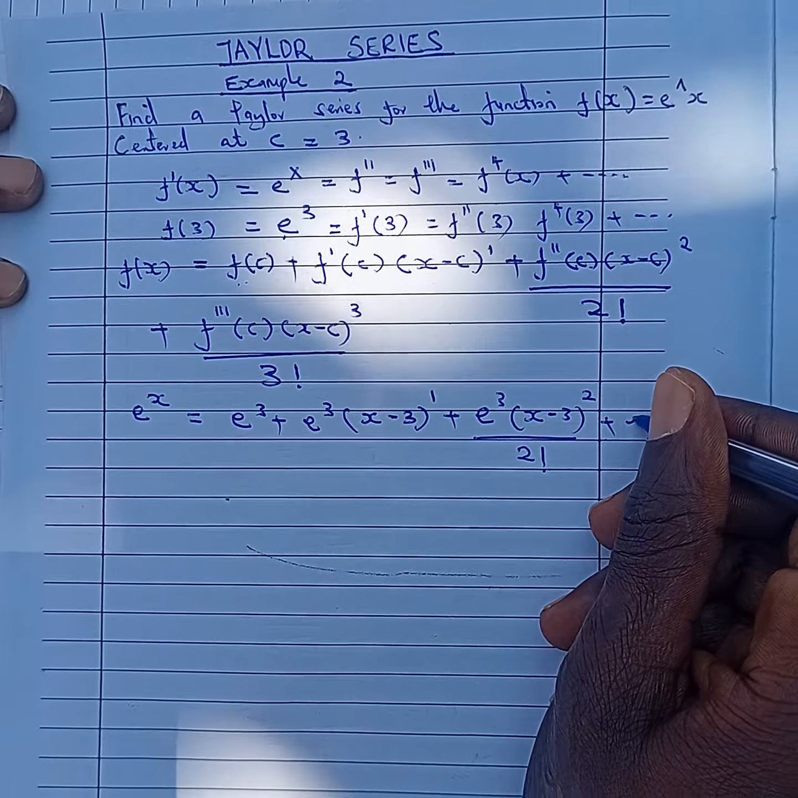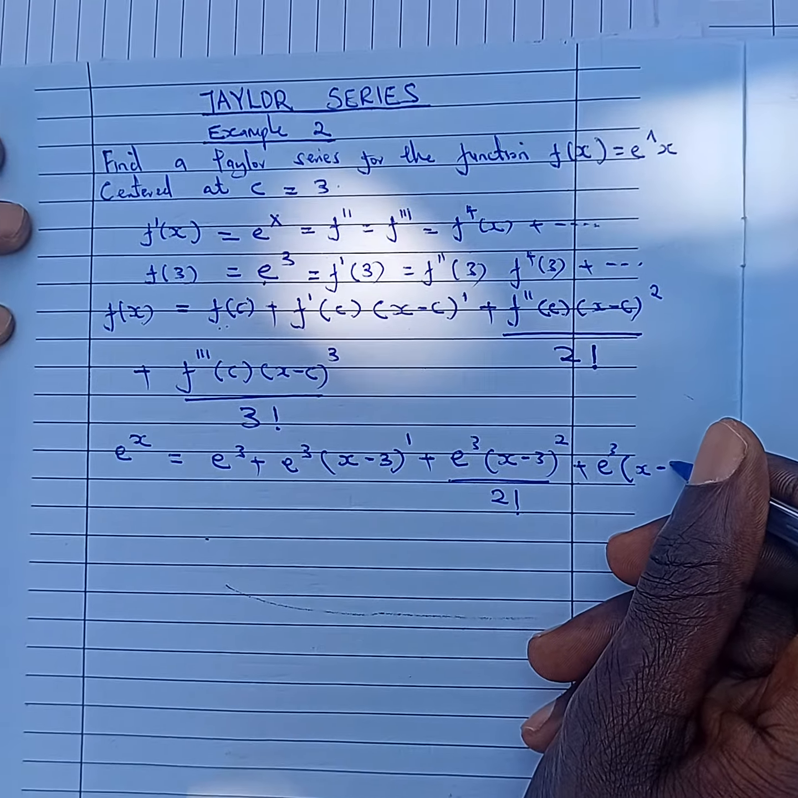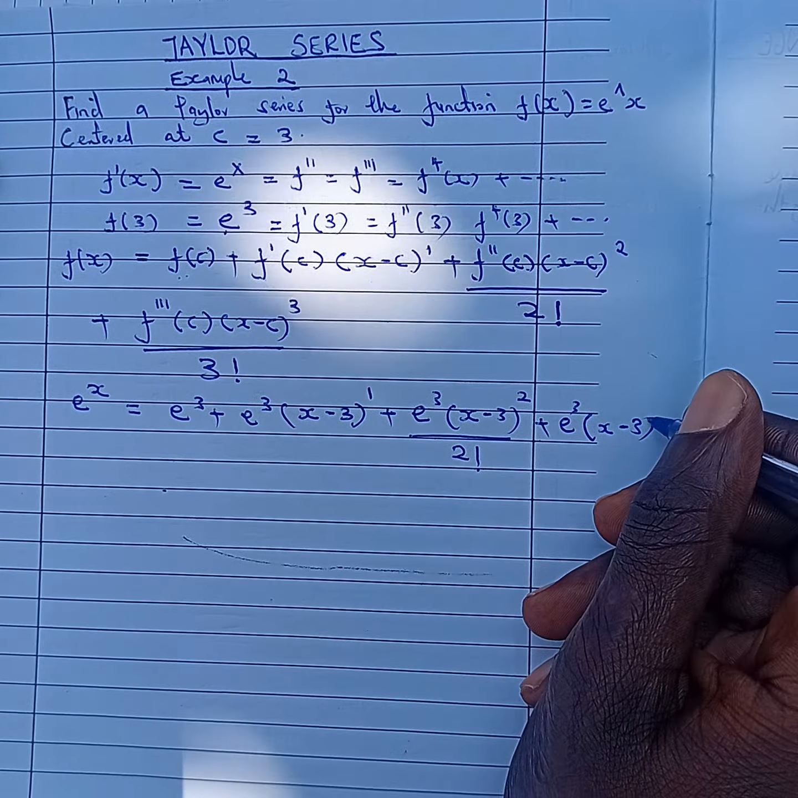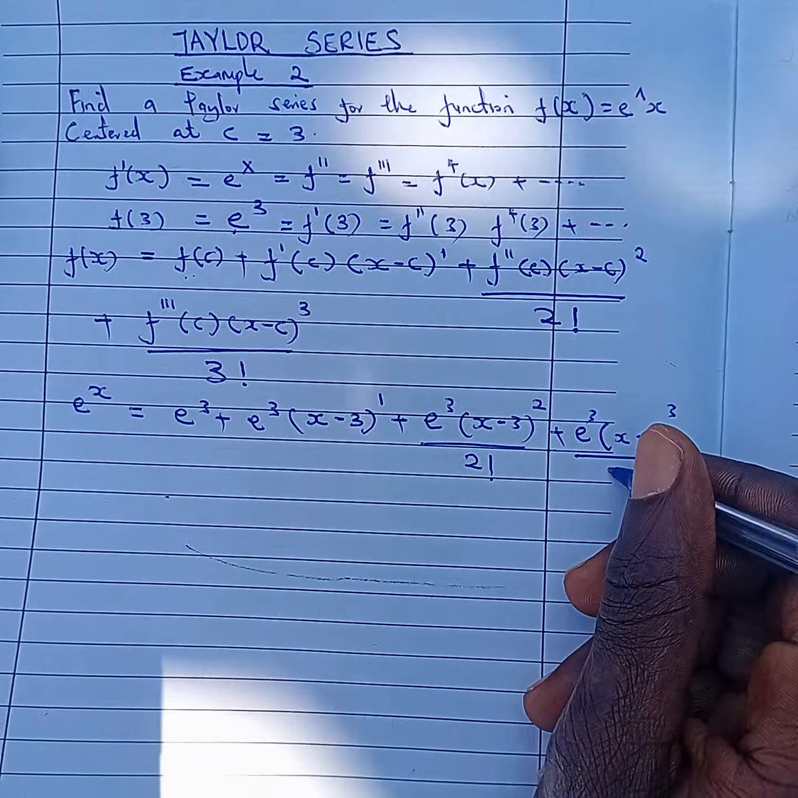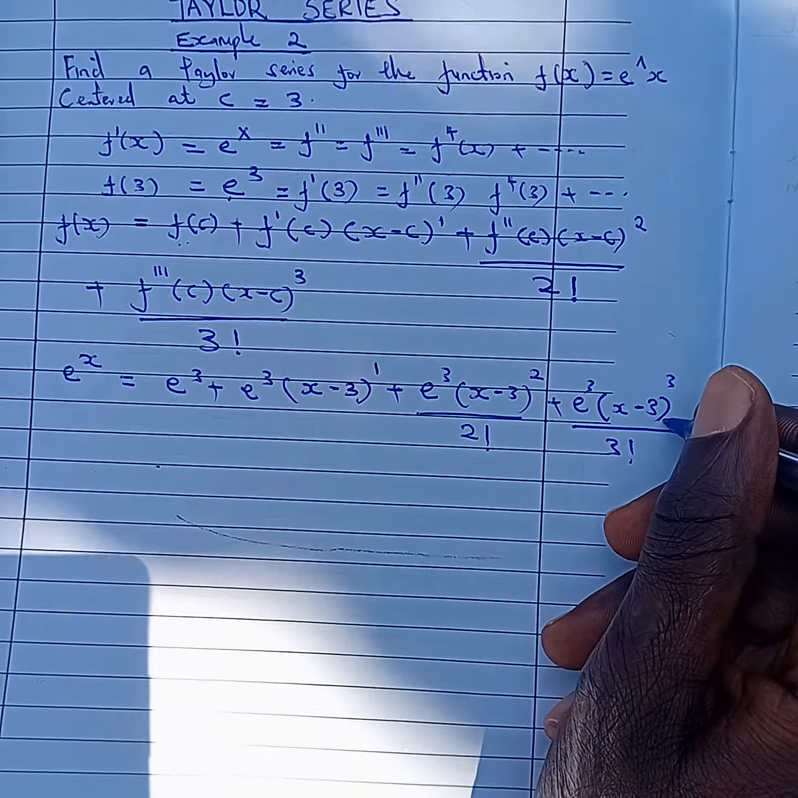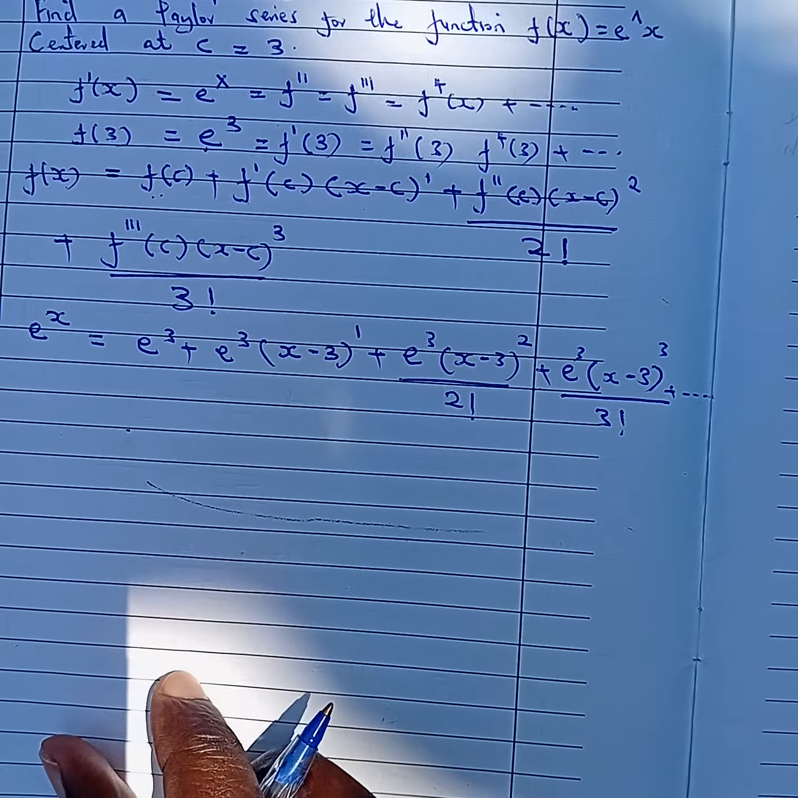plus e raised to the power 3 into x minus 3 raised to the power 3 over 3 factorial, plus, and this continues up to infinity.